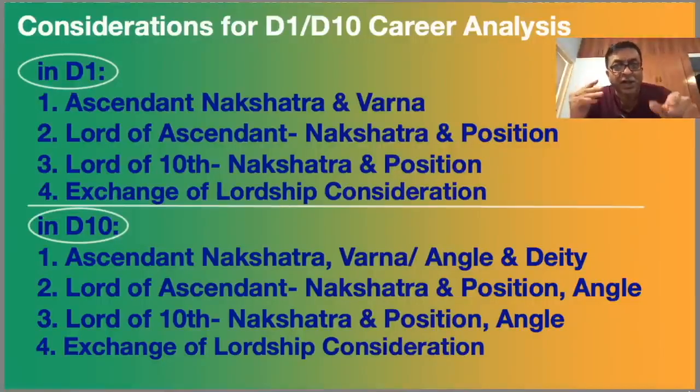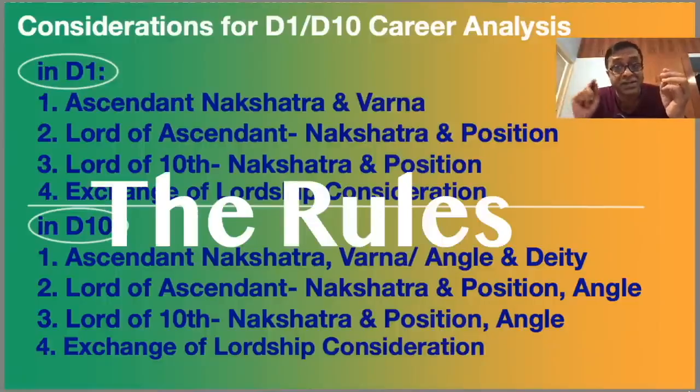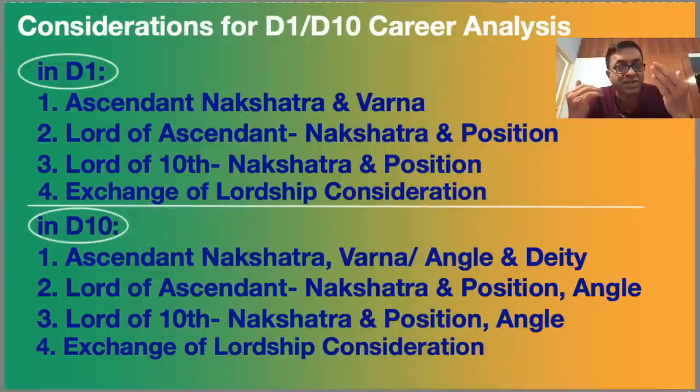So in the natal chart or D1 chart, those are the four rules. Number one, ascendant nakshatra and varna of the nakshatra. We'll do this in the case study, so you will see all of this. Number two, the lord of the ascendant, the nakshatra and the position thereof. Number three, lord of the 10th house, that nakshatra and the position of that planet, whatever the planet is. Number four, exchange of lordship consideration. This is dominant and plays out in many charts as well. We will see what that means.